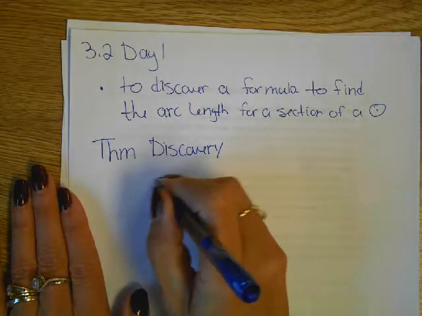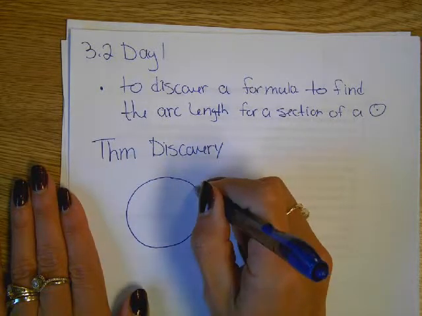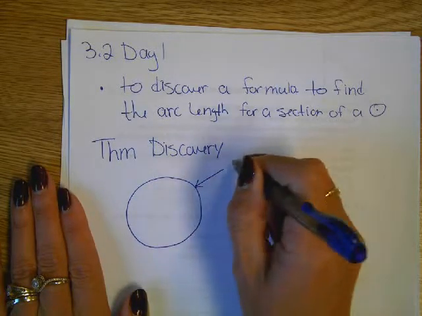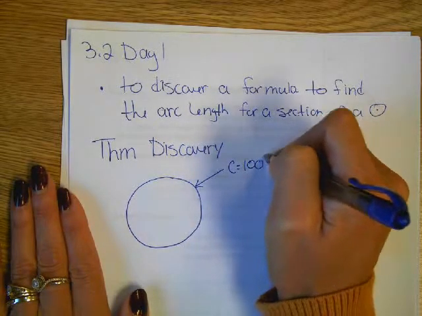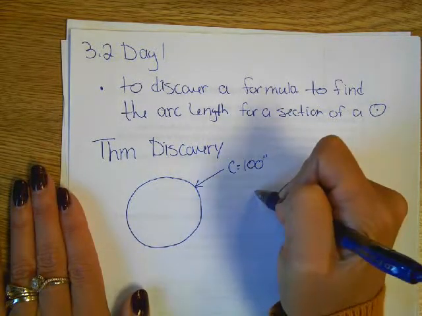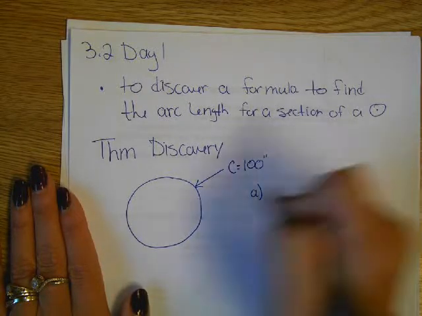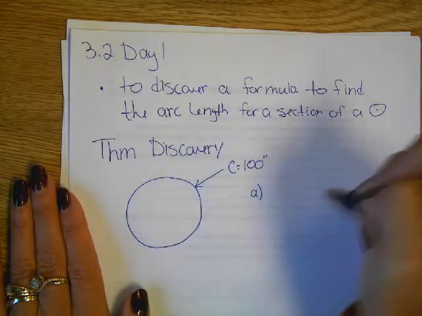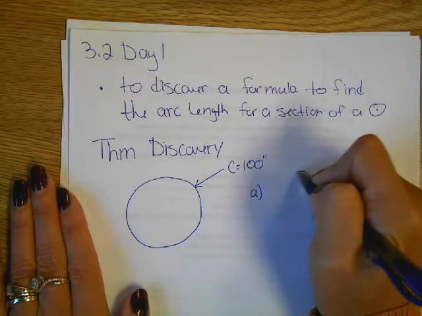Let's say we've got a circle and we know the circumference of this circle is, let's say, 100 inches. So the distance around the whole circle is 100 inches. I'm going to give you a couple of easy, common sense things you should be able to get in your head, and then from those easy things you're going to come up with a formula. So that same circle, I'm going to draw it smaller though, the same exact 100-inch circumference circle.